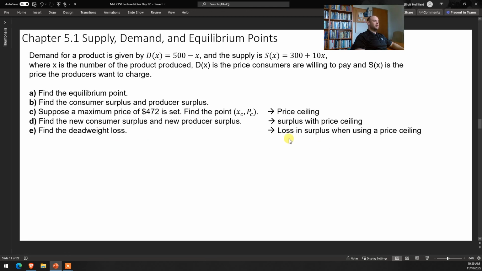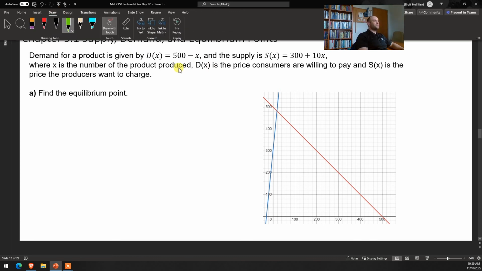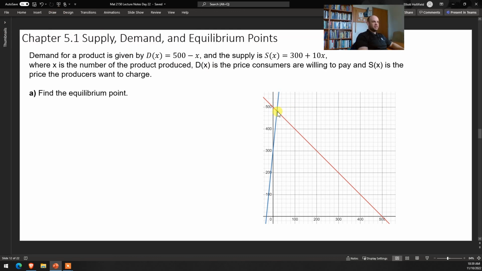The deadweight loss is a comparison of the loss and surplus when we set this cap versus the price at the equilibrium point. Let's first find our equilibrium point for these two demand and supply functions. It again corresponds to this intersection point. It's hard to read from the graph, so we'll have to do this one algebraically.